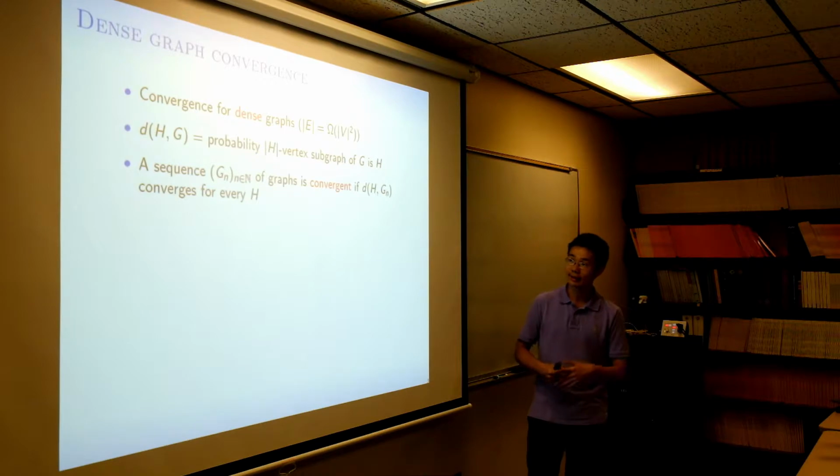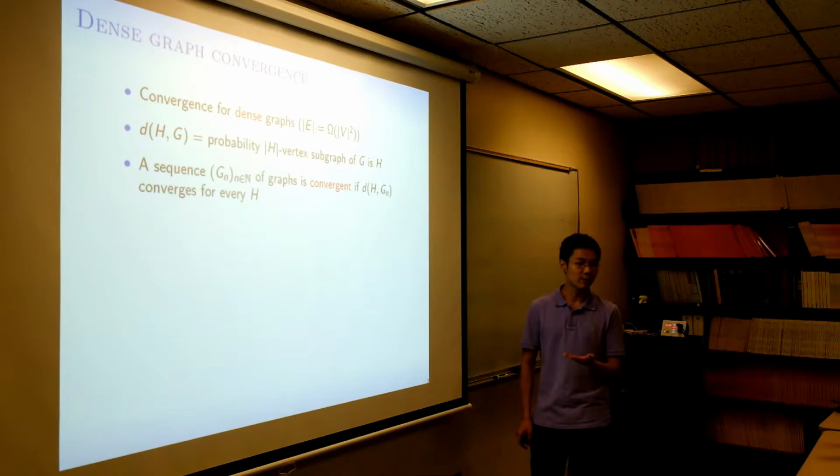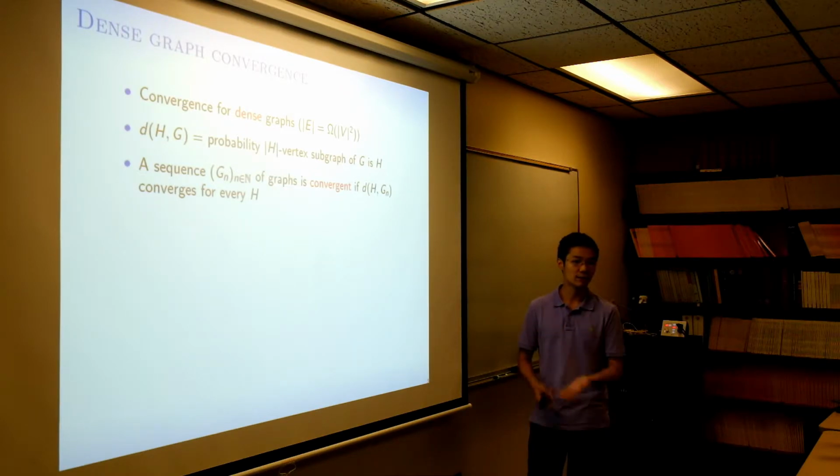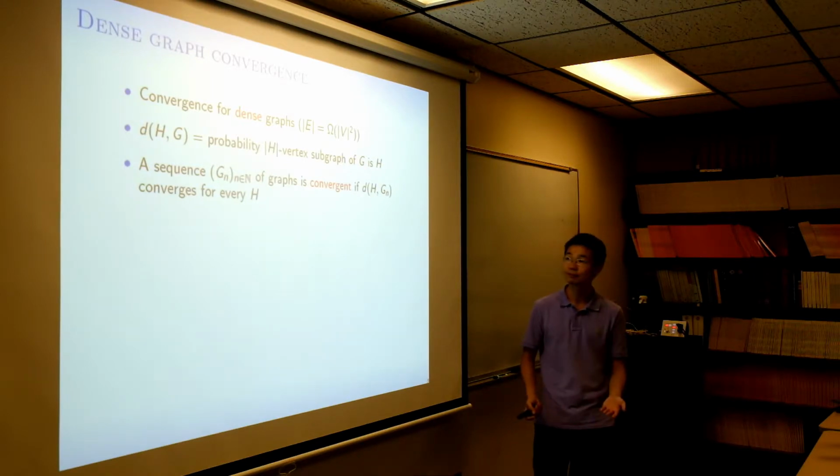And we say a sequence is convergent if this induced density sequence, which is a sequence of numbers, has a well-defined limit for every graph H. Because for the graph G_n, with n the number of vertices going to infinity, this is well-defined. If the size of H is larger than G_n for some small n, then you can just define the density to be 0. But it doesn't matter because n will eventually be large enough, so you'll have a well-defined sequence. Okay? So that's the definition of convergence.